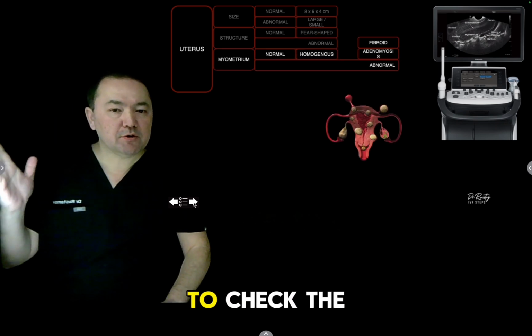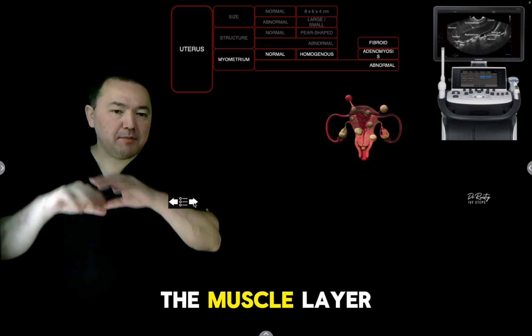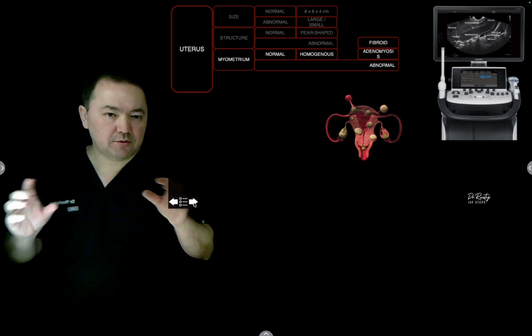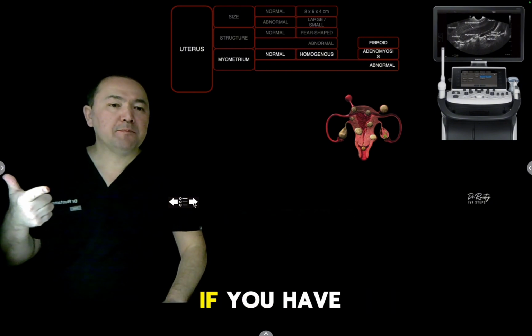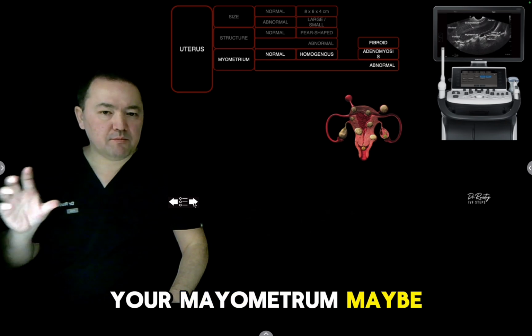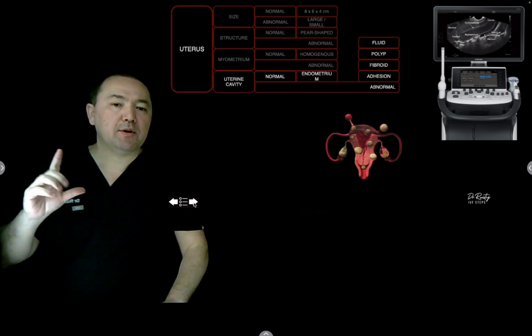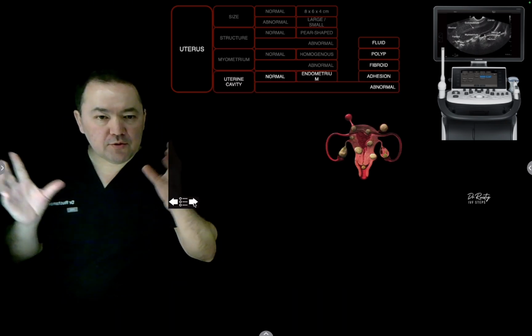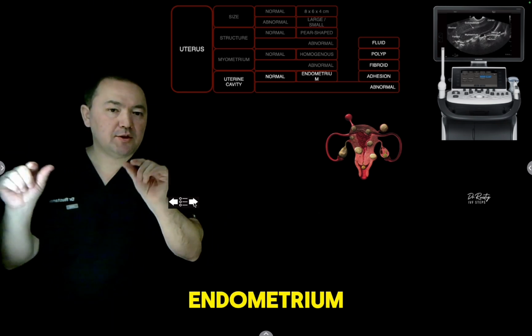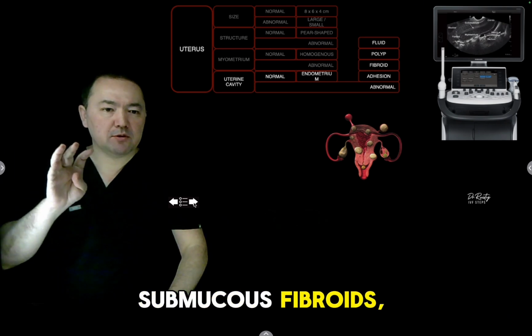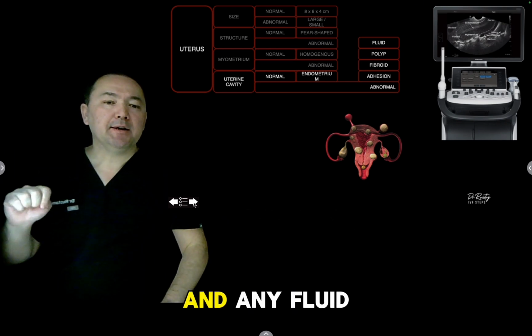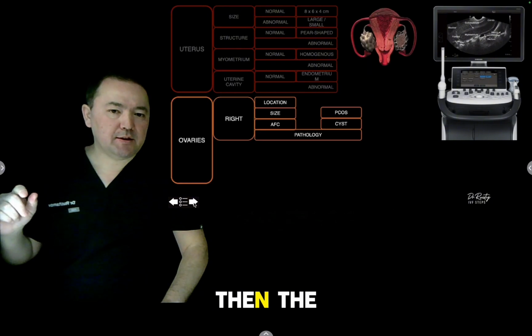And they also check the myometrium. So the muscle layer of the uterus should be homogeneous, very smooth. If you have fibroids or adenomyosis, your myometrium may be heterogeneous. And also they check inside the uterine cavity. They check the thickness of the endometrium and check if there's any sign of endometrial polyps, any submucous fibroids, any adhesions, any fluid inside the endometrium.